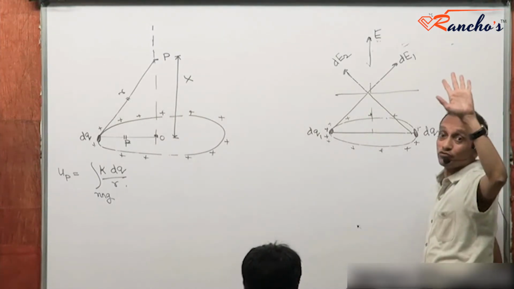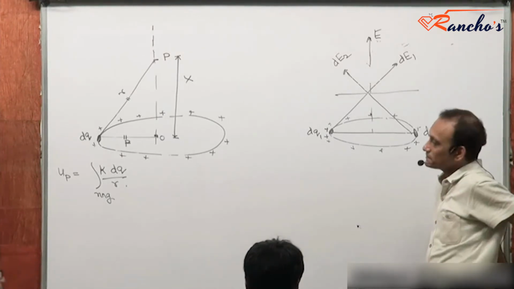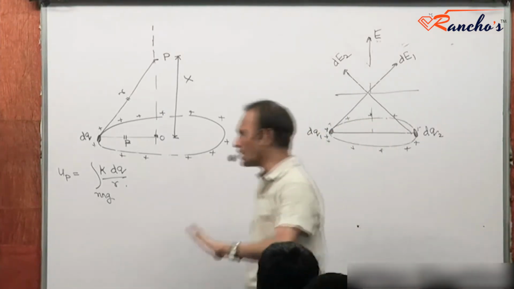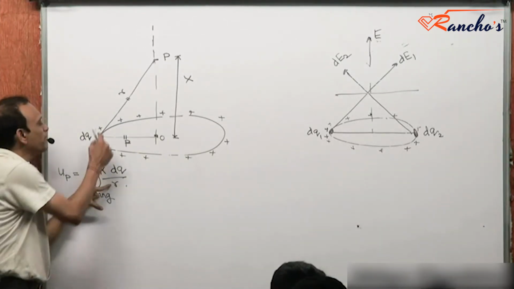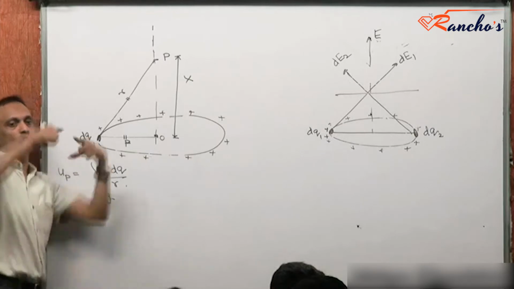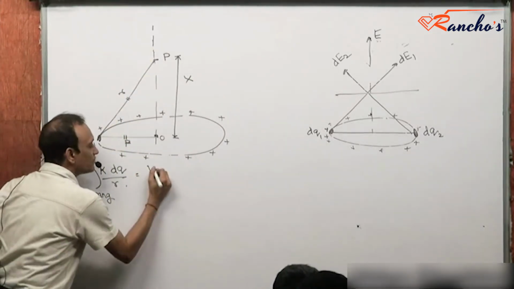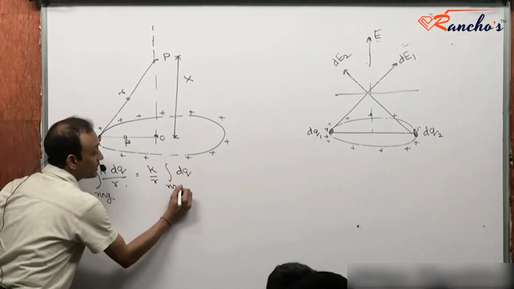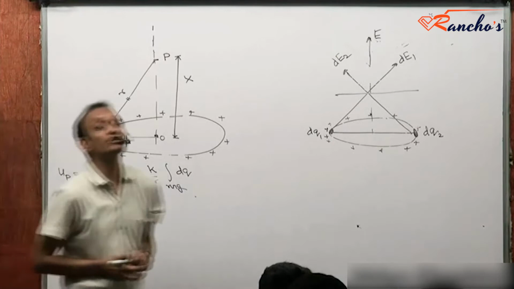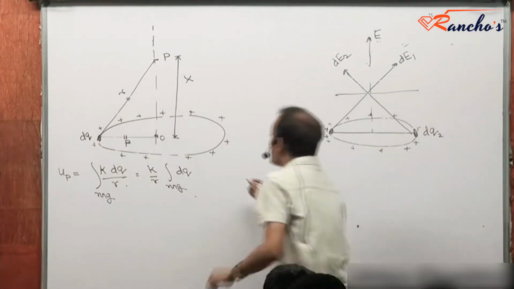I hope you're not confused with all this. You're registering everything that I'm saying. Acha, now, K constant, small r, will it depend on which dq I have chosen? No, it's always going to be the slant height of this chosen cone. So K by r conveniently goes out, integral dq, sum of all the dq's on the ring, will be the total charge on the ring.